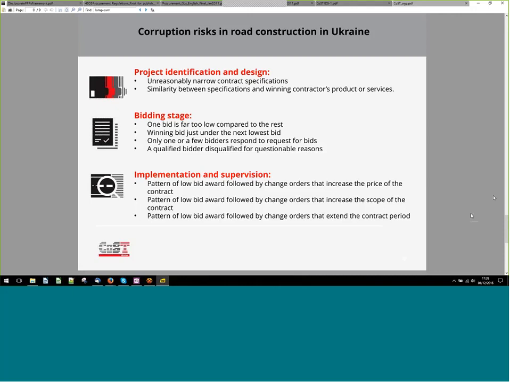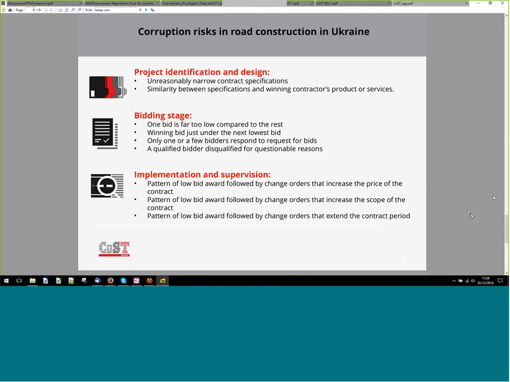We will, of course, continue this work because road services are starting to use the electronic system, this Prozorro system, from 1st of August, and we have the data before they started using this electronic system.